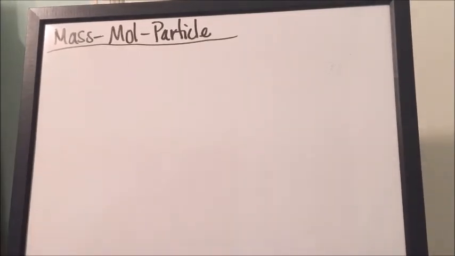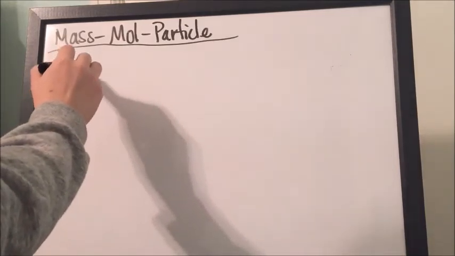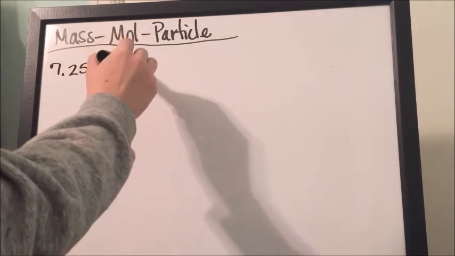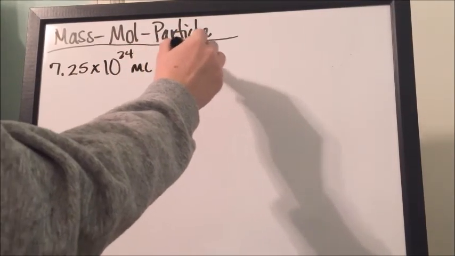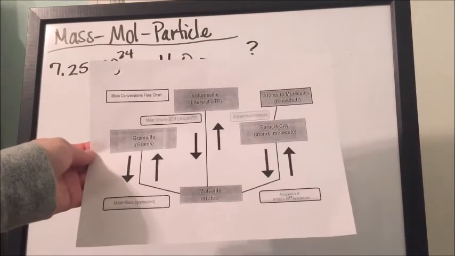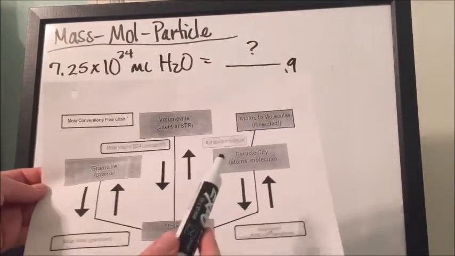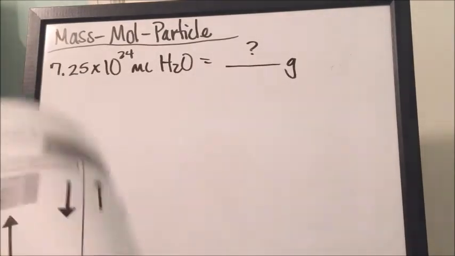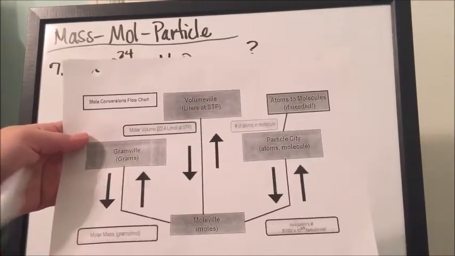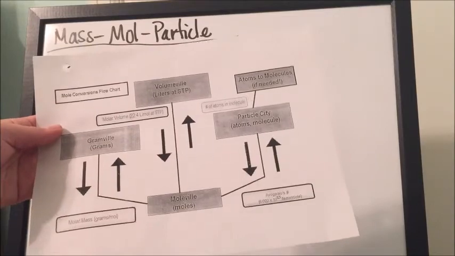All right, let's say I'll make one up again. Let's say I have 7.25 times 10 to the 24th molecules of H2O, and I want to know how many grams of water I have. All right, so we're going to use the flowchart. Where are we starting? Well, they gave us molecules, so we must be starting over here in Particle City. And where are we going? Grams. So Particle City to Grahamville. Again, there's no direct route, so we must pass through Moleville first and then go to Grahamville. So particles to moles, moles to grams.